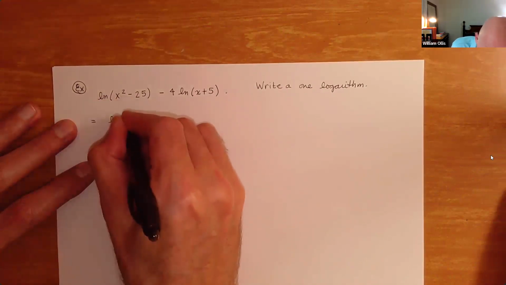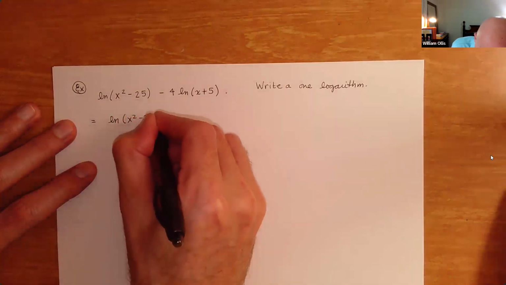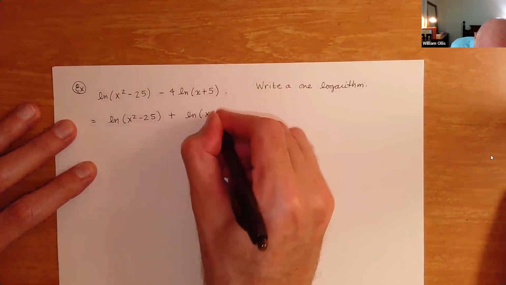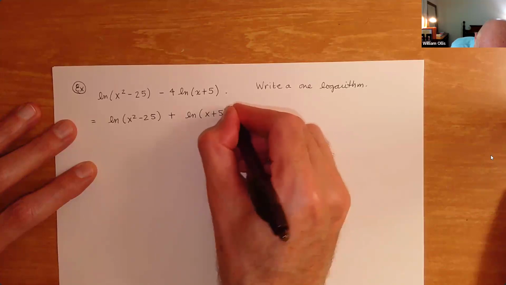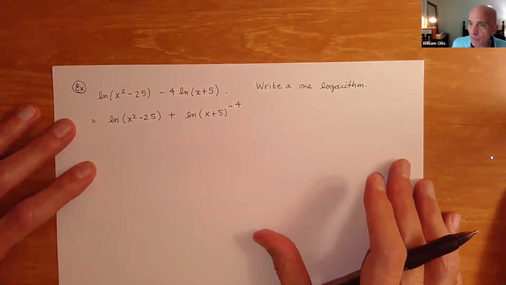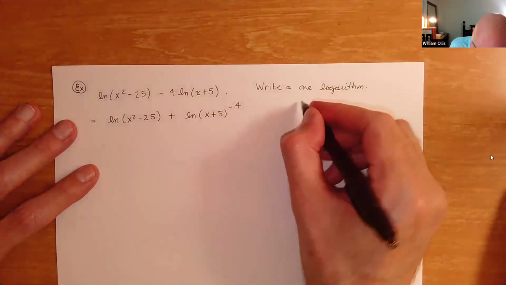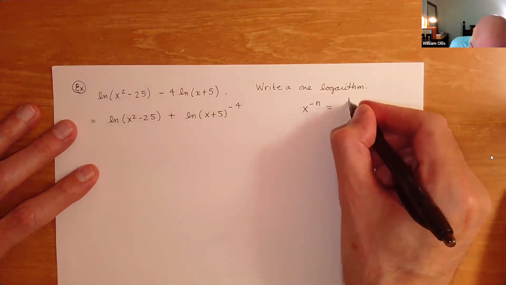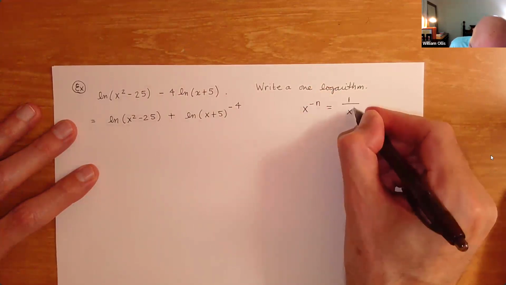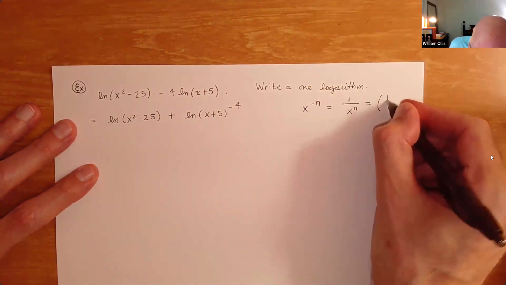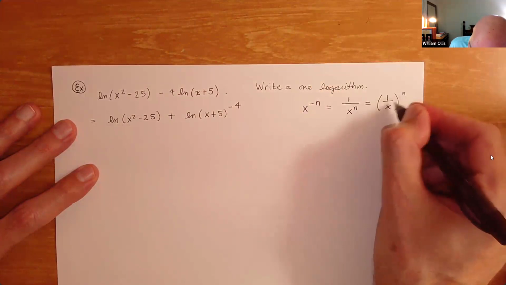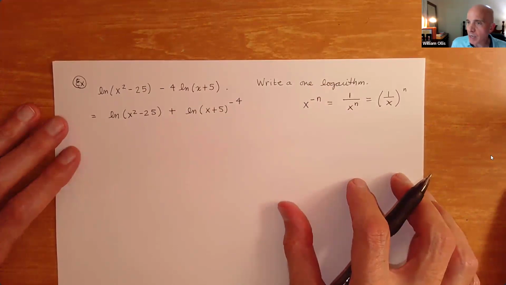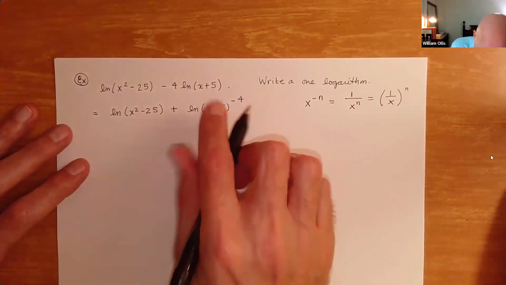So we have the natural log of x squared minus 25 plus the natural log of x plus 5 to the -4. So this is where we get to use some of our algebra. Remember, we've used this before. If you have an expression x to a negative power, that is simply the definition of reciprocal, which of course can be written this way, if that happens to be a more advantageous way, which we will find many uses of in the sequel and also in the calculus. So we'll do that here.